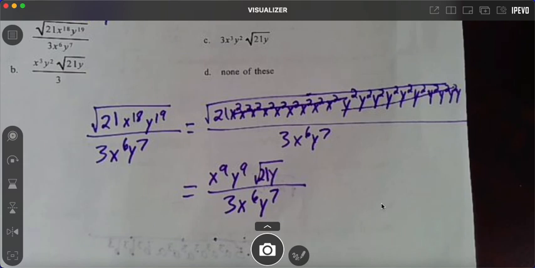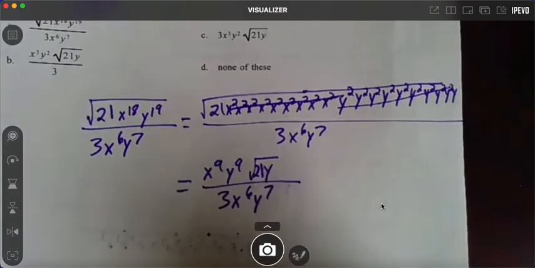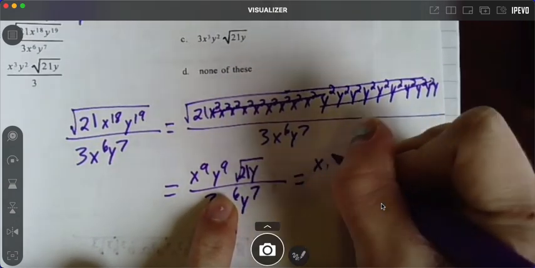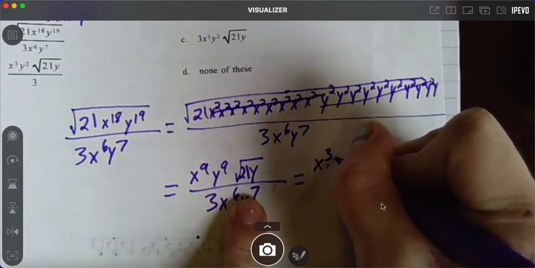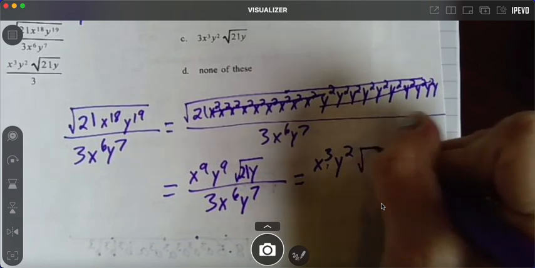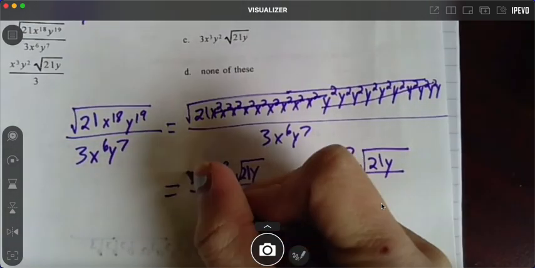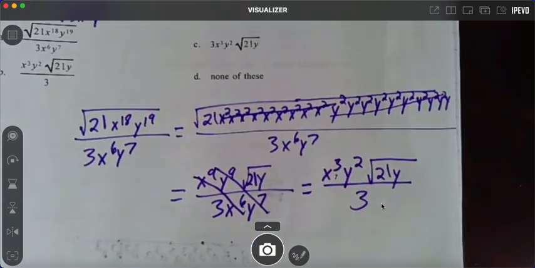Now, I'm getting ahead of myself. What can I do with those x's and y's that are outside? I can subtract them. So what's 9 minus 6? What's 9 minus 7? 2 square root of 21. And then I'll write everything else down. Look, I got rid of those x's and y's. I simplified. What's the answer?